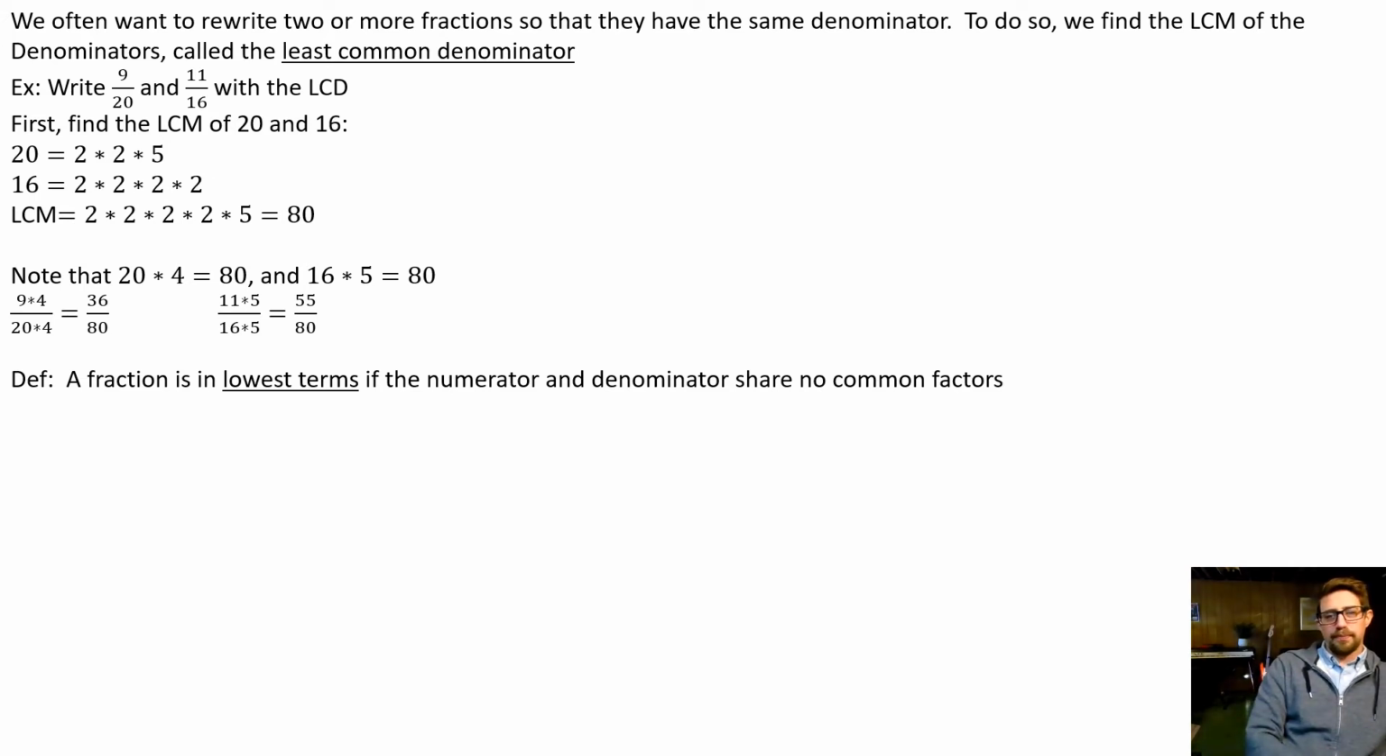More vocab for you. A fraction is in what we call lowest terms if the numerator and denominator share no common factors. So like 9/20ths and 11/16ths that we just saw, those are both in lowest terms. 36/80ths and 55/80ths are not in lowest terms. So now we're kind of going backwards from what we just did, which is taking something that does have common factors and breaking it down so that it doesn't anymore.